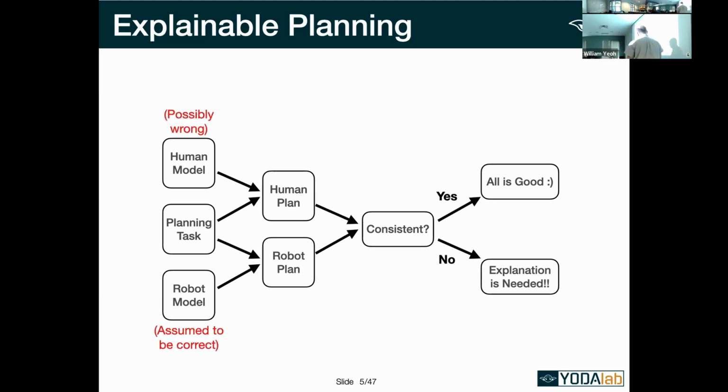And for the most part of this talk, I'm going to assume that the robot's model over here is the correct one.